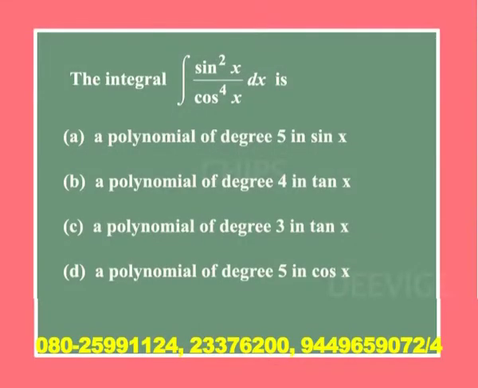Let us go to the next problem. The integral of sin square x dx by cos power 4x dx is: option A, polynomial of degree 5 in sin x; option B, polynomial of degree 4 in tan x; option C, polynomial of degree 3 in tan x; and option D, polynomial of degree 5 in cos x.